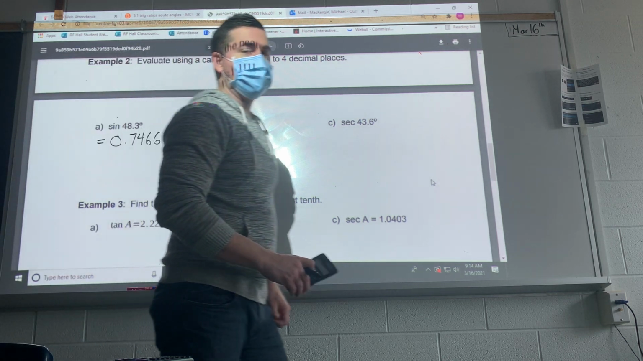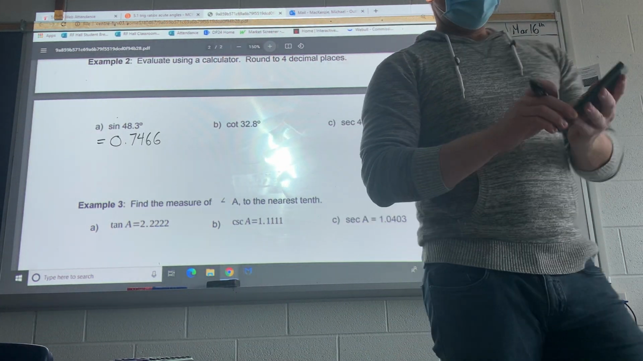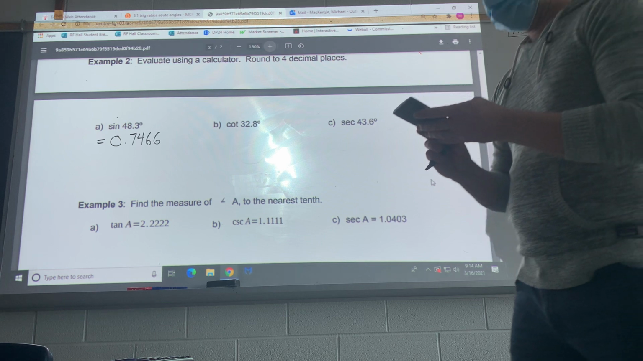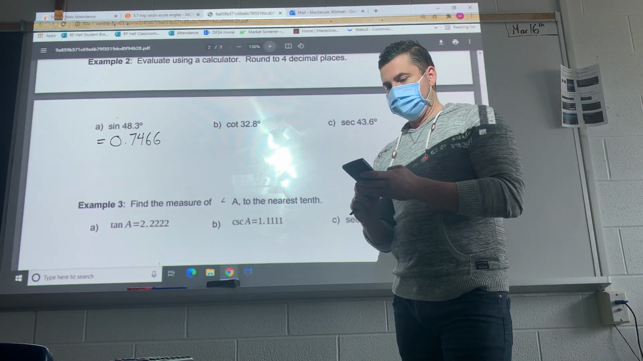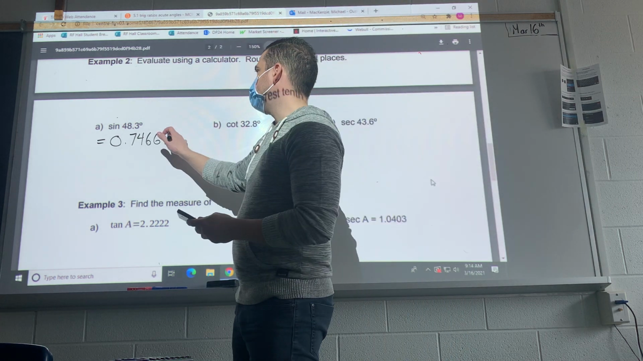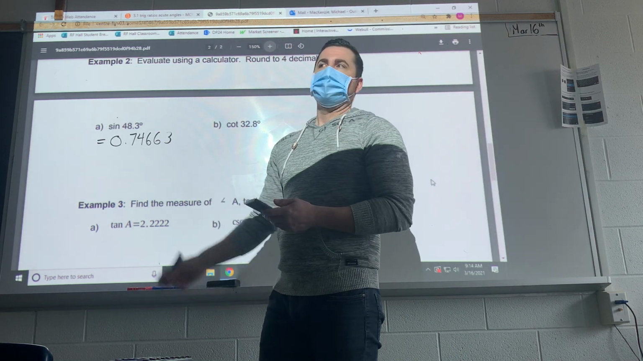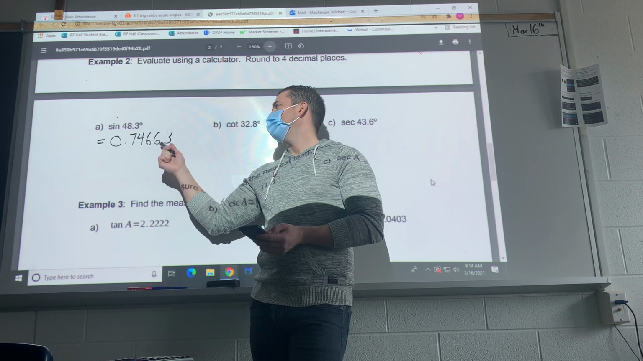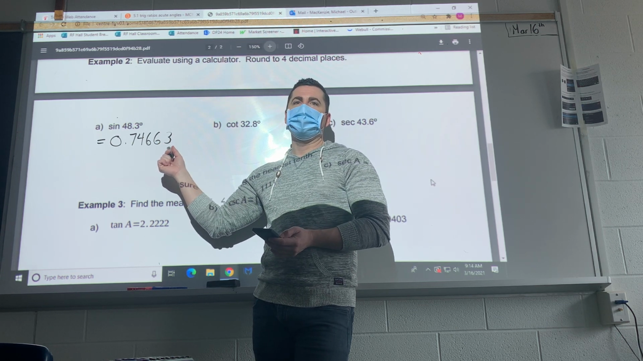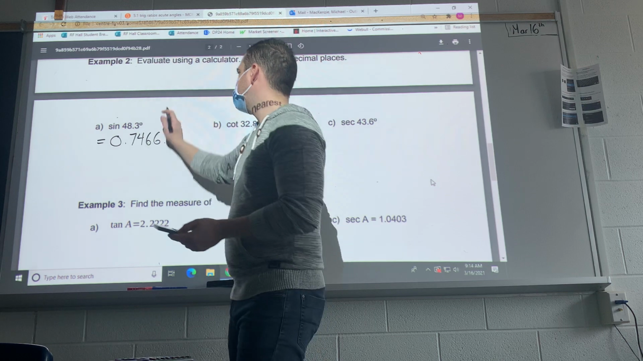And make sure you guys round correctly. The number beside the 6 was a 3. Okay, so if this number next to it is less than 5, then it stays as it is. If this was greater than 5, then we would round up.